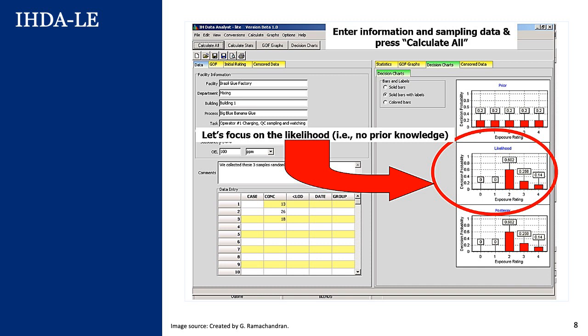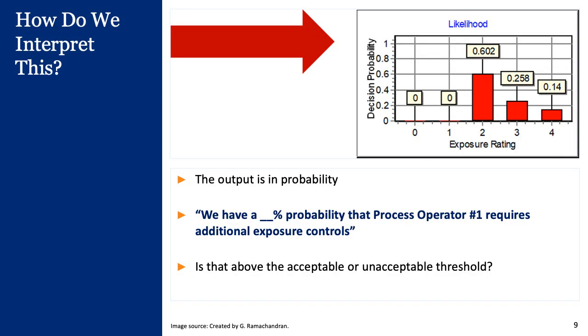So the likelihood decision chart here shows that there is a 60.2% probability that these 3 data points come from category 2 exposure. And we also see that there is a 14% probability in category number 4. And so how do we interpret this?